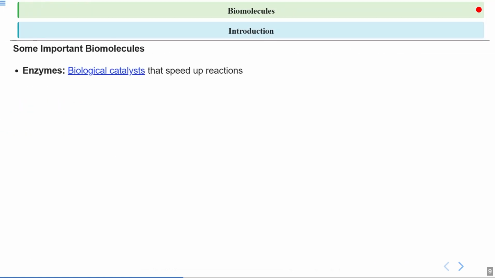Now let us talk about enzymes. Enzymes are biological catalysts, which means they help speed up chemical reactions. Here are some examples of enzymes, like amylase and lipase.